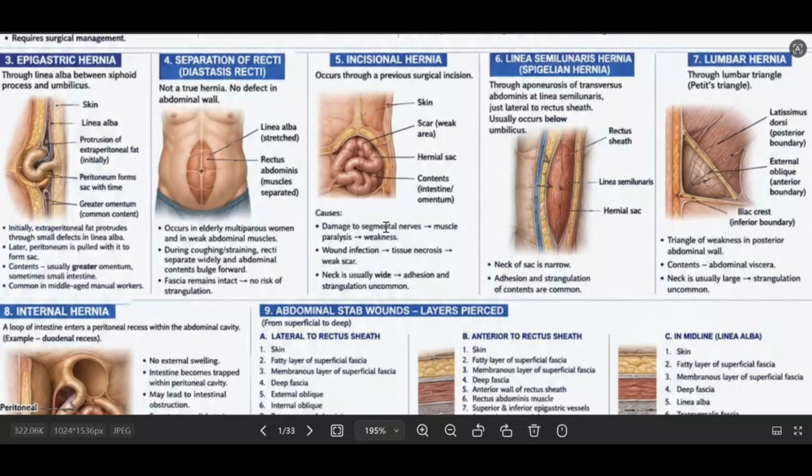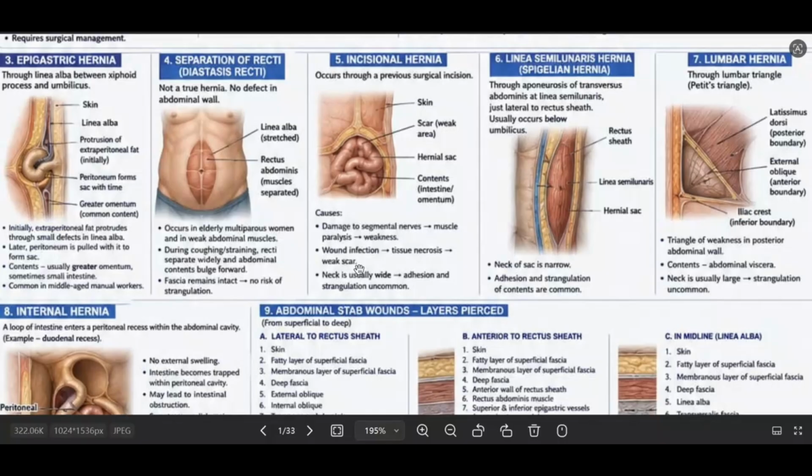And the second cause can be wound infection. What happens in wound infection is that it leads to tissue necrosis, and that leads to poor healing, and that leads to weak scar formation. So later the abdominal contents may protrude through this weak scar, and that can lead to the incisional hernia.